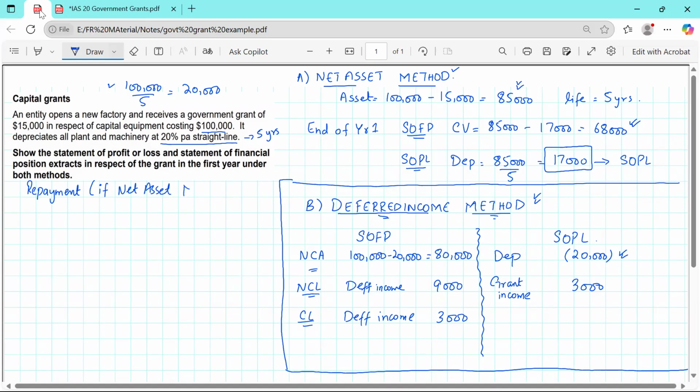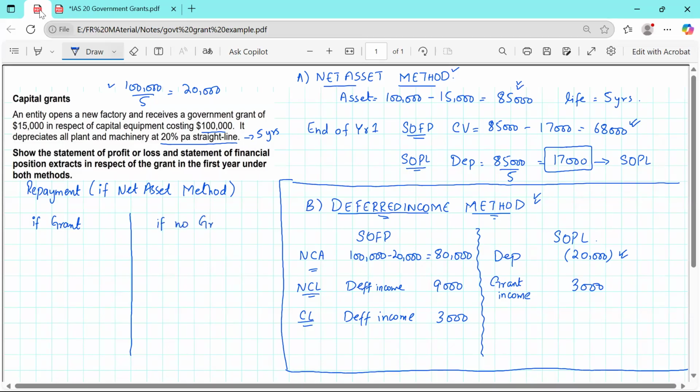So if the net asset method was used, first we have to make the repayment. We have to see what the value of the asset would have been as if there was no grant. Now in this situation, wait a second. I will write "if grant" and "if no grant", then I will tell you how to make an adjustment.